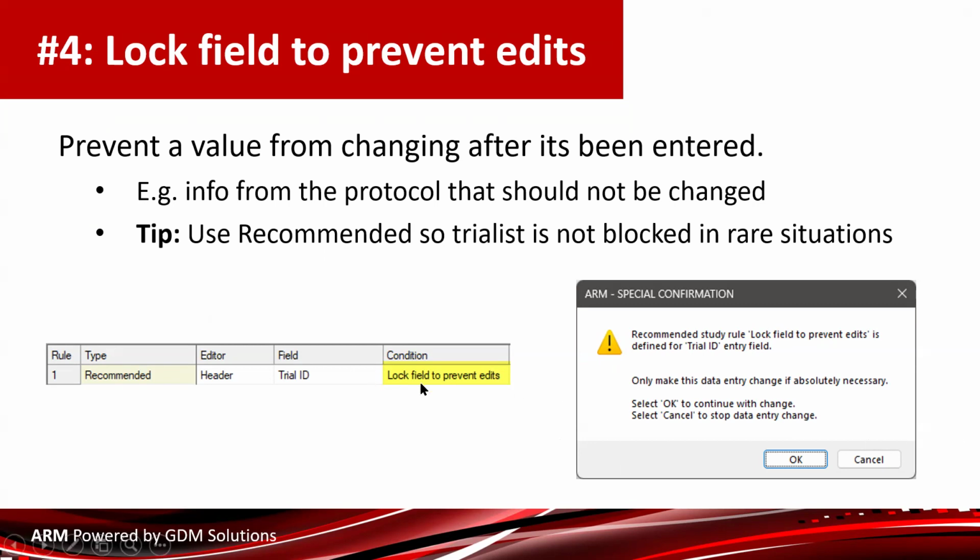Just a little word of caution for locking it. If there is any potential for wanting someone else to change that value, that's where using that recommended rule instead of requiring might be the way to go. That way, if there's a gotcha, something weird happened, it's not impossible for someone else to change that value. So if you change it to recommended, then this is what the trialist would see if they tried to change that value. They would be warned, hey, you shouldn't change this. It's been marked to not change it. So you should only do this if you absolutely have to.